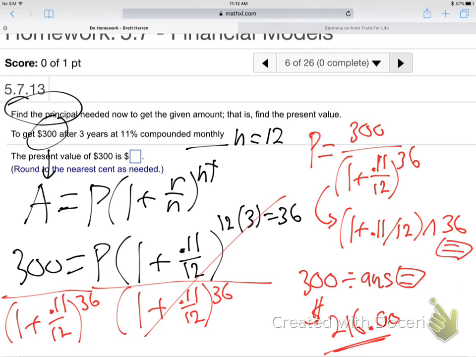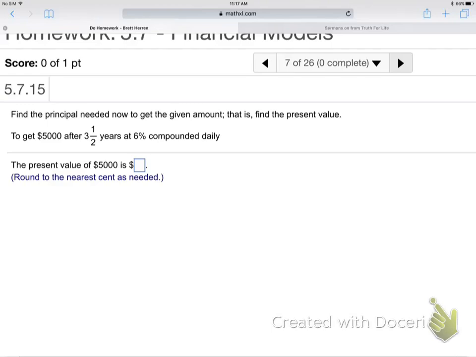Come grab me. So 216 is the amount that should be put in the bank now that'll become 300 in 3 years. Good on that? You guys okay with the divide and the answer button and all that? All right. Yeah, try that one. To get 5,000 after 2.5 years.